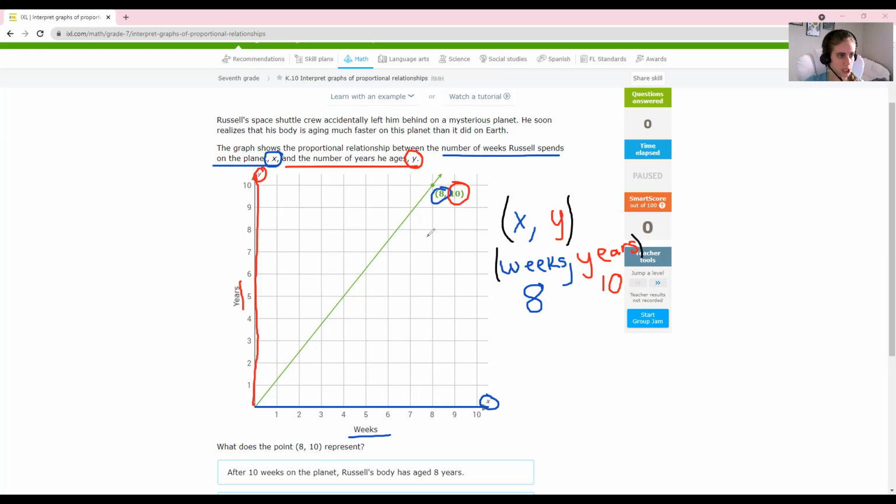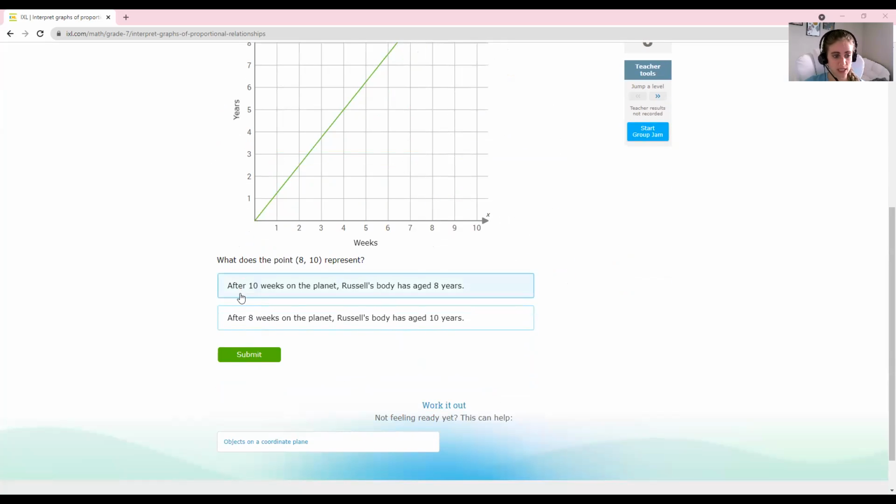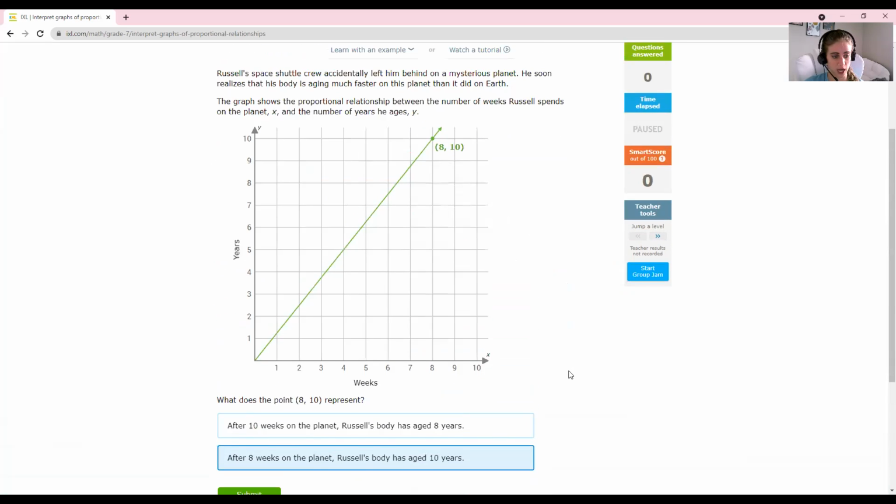If I scroll down here, might have to clear some of this so we can read it. Our two options are at 10 weeks on the planet, Russell's body has aged 8 years, or at 8 weeks on the planet, Russell's body has aged 10 years. I know I cleared it, but remember this one was our answer choice. And if we scroll back up, we can confirm that. 8 is our X, so 8 weeks on the planet. 10 is our Y. Our Y label is years. He aged 10 years. So that second choice is what the point means on the graph for this story.